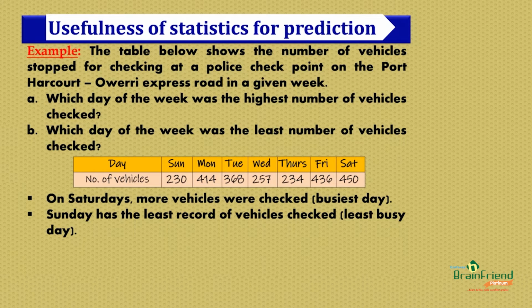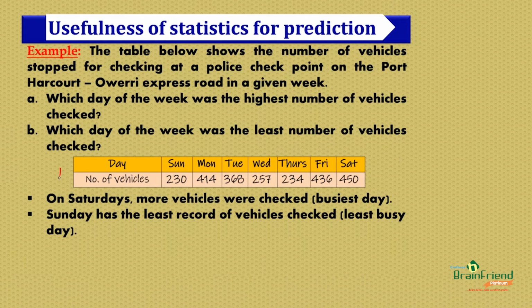Let us look at an example. The table below shows the number of vehicles stopped for checking at a police checkpoint on the Port Harcourt-Owerri Express Road in a given week. A. Which day of the week was the highest number of vehicles checked? B. Which day of the week was the least number of vehicles checked?